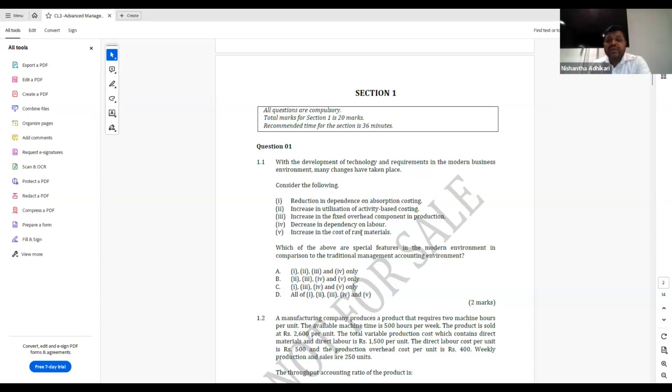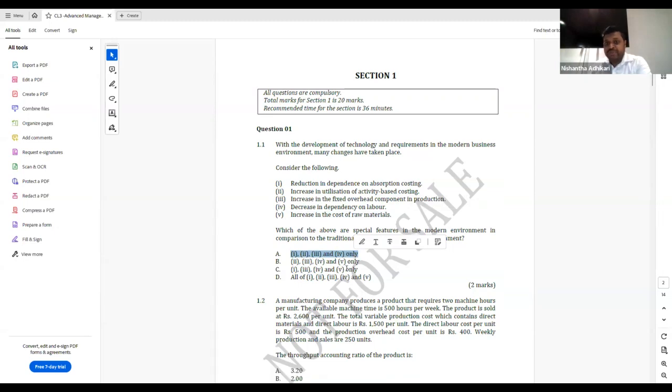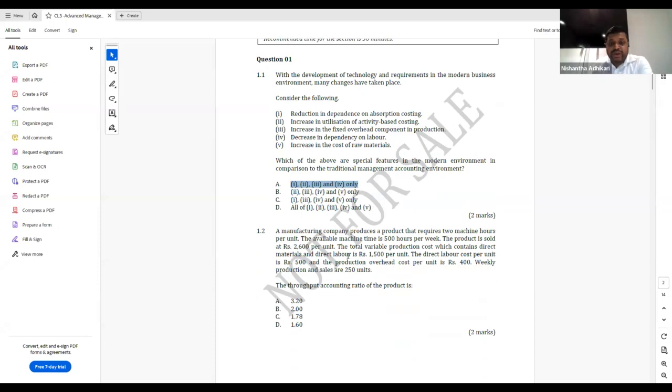Fifth one, increase in the cost of raw materials. That is not relevant to the modern business environment. Whether conventional or modern, material prices are based on demand and supply. Therefore, it is not an implication of the modern manufacturing environment, and you can't consider the fifth answer as correct. The first four answers are correct, so answer A is the correct answer that you need to keep in mind. I'm just explaining the background because you might have already gone through these. Now, question 1.2.